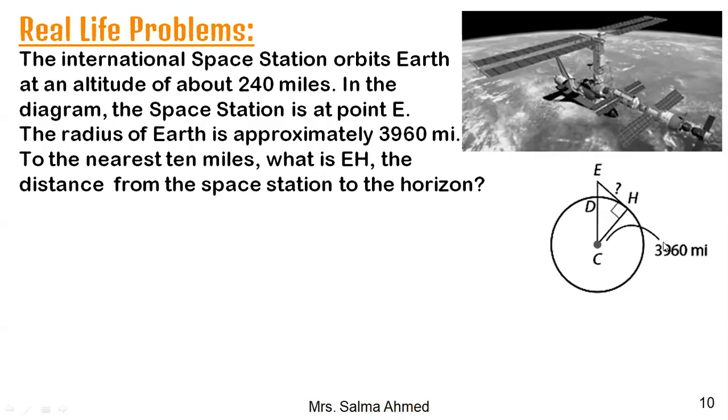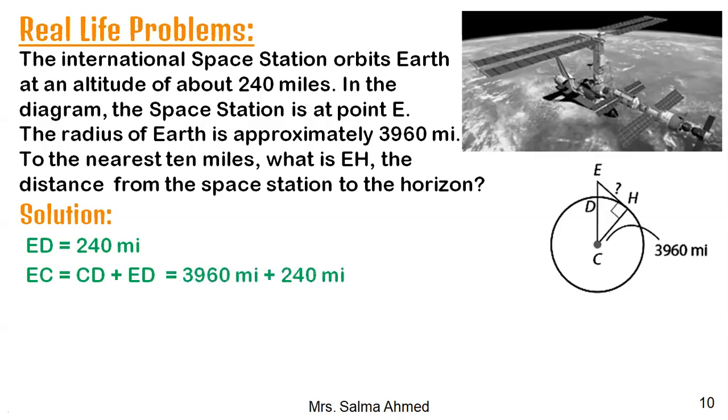So here we have the drawing, and this is the radius of the Earth, and we need to find EH. So I need to find EC. ED is equal to 240 miles. So EC will be ED plus CD. CD is the radius, so it will be 3,960 plus ED, which is 240. By using your calculator, it will be 4,200 miles.